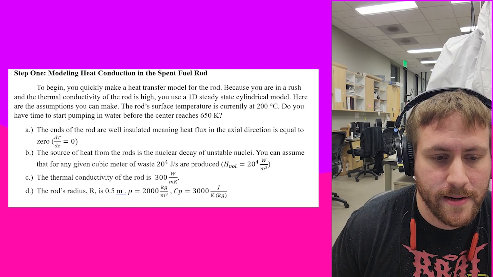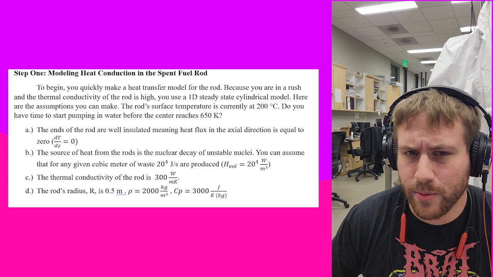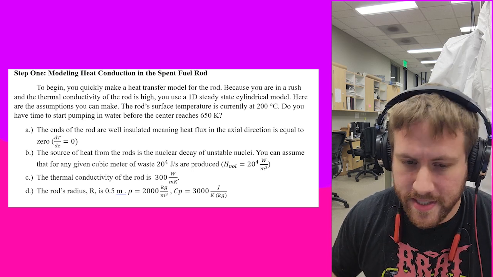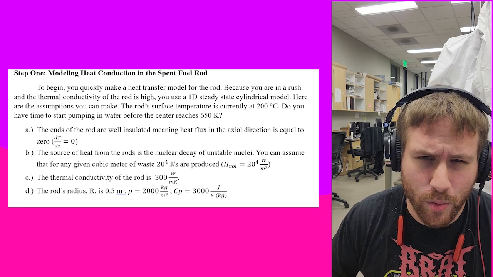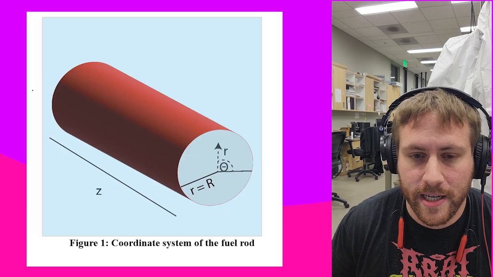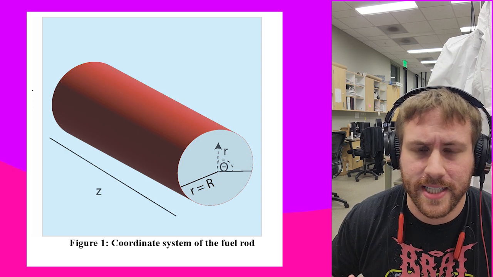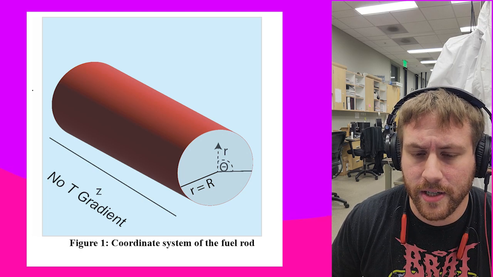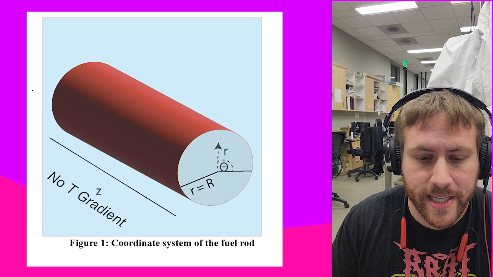So below I listed some assumptions to make. This is something you'll become more familiar with in Transport 2, but the idea is we can relate physical realities of the system to parts of equations. So assumption A, the ends of the rod are well insulated, meaning that heat flux in the axial direction is equal to 0. So if I bring back up the coordinate system, if you imagine that both ends are perfectly insulated, there's no temperature gradient in that direction because heat isn't allowed to flow. If heat can't flow in one direction, there won't be a temperature gradient in that direction.